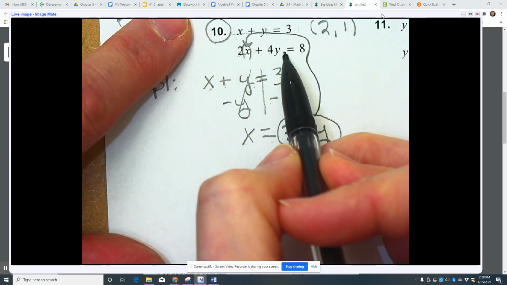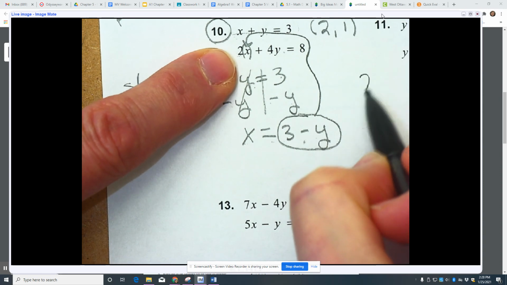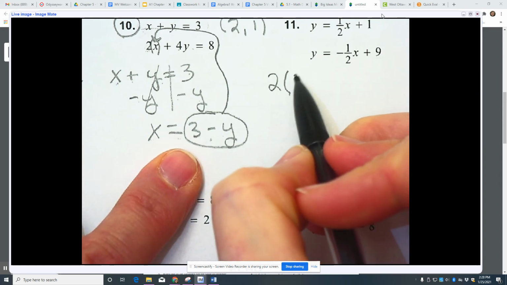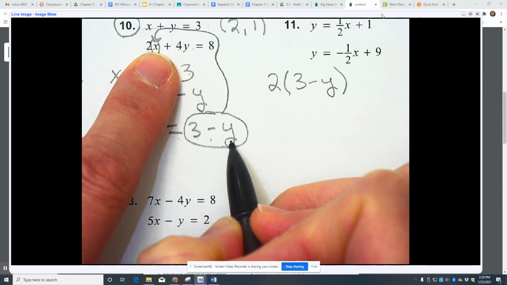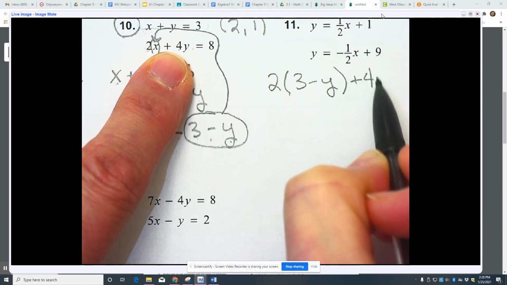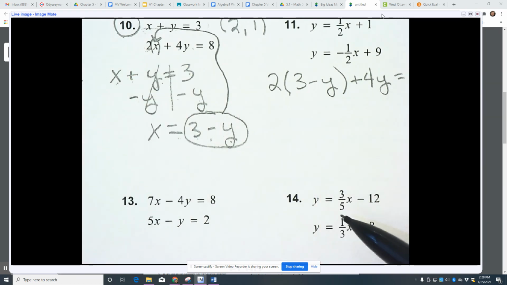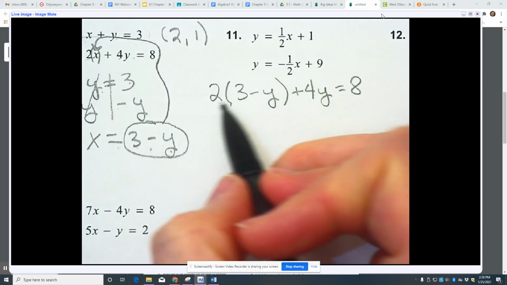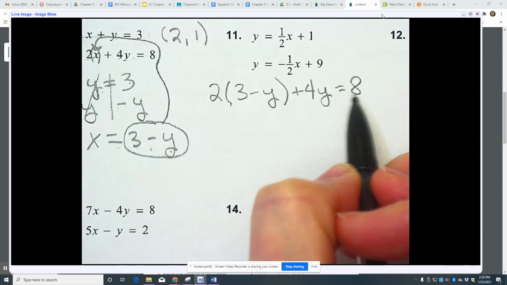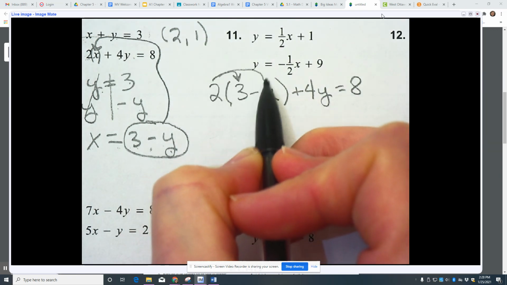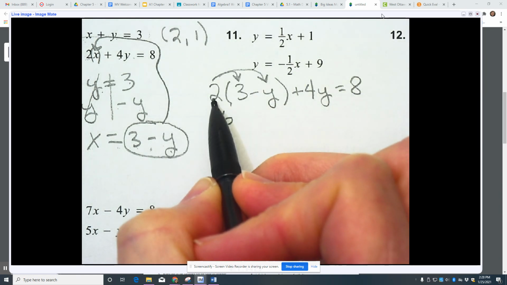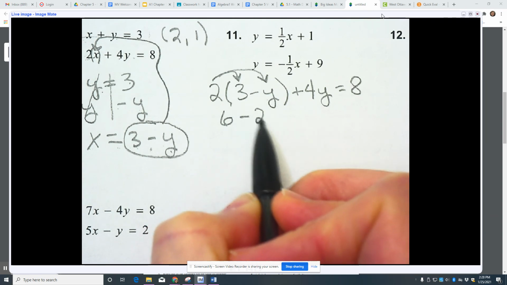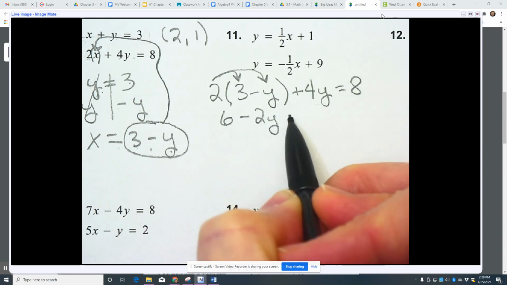So now this equation is going to become 2 parentheses, 3 minus y, because I am substituting in 3 minus y where the x is. Then keep copying. Plus 4y equals 8. This equation has all y's, so we can solve for y. So distributive property happening again. Do that first. 2 times 3 is 6. 2 times negative y is negative 2y. Copy job.